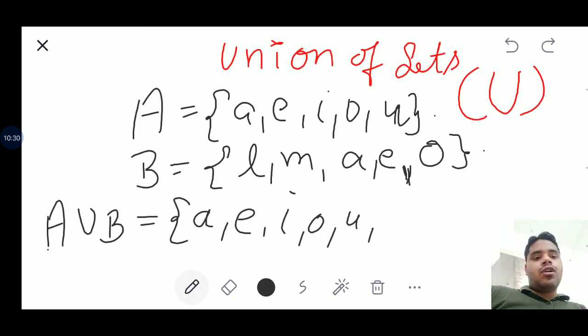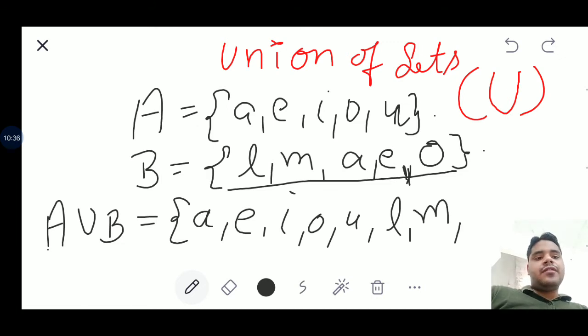Now I have to write all the elements of set B also. L, M, but A is written already, so I will not write A again. E is written already, I will not write E again. O is written already, I will not write O again. So this is the union of set A and B. Is it clear, anyone?